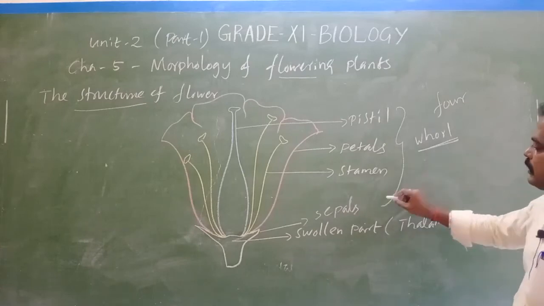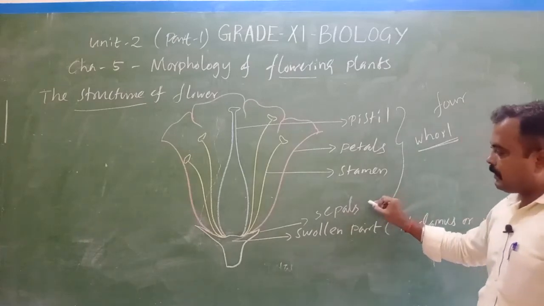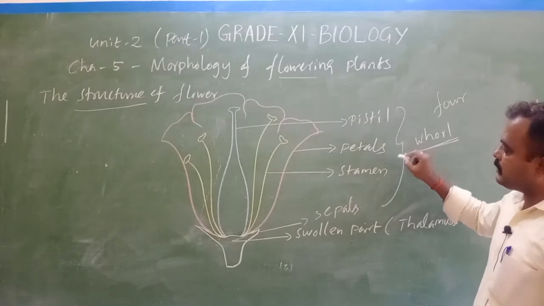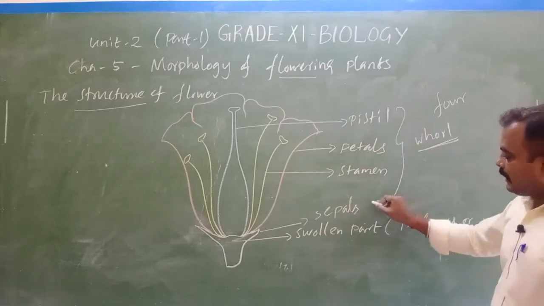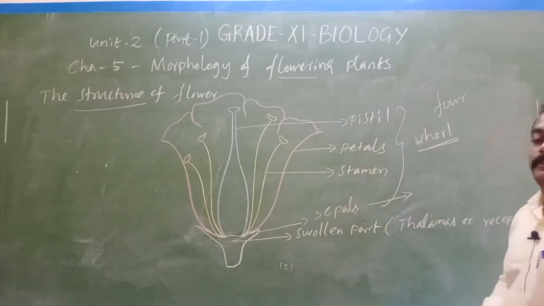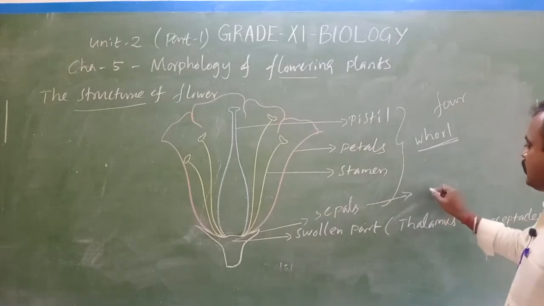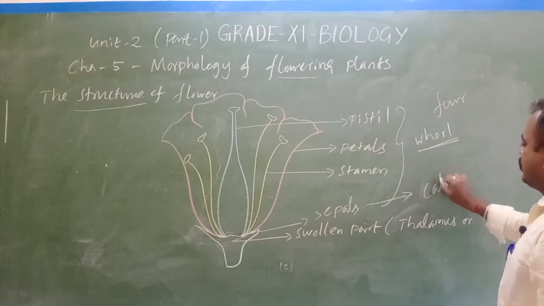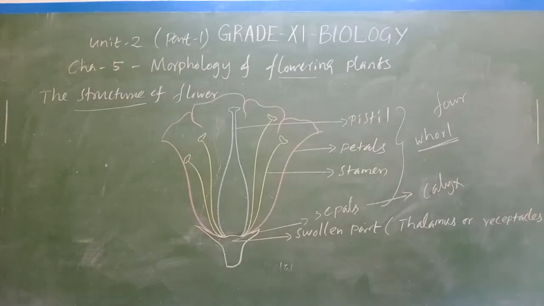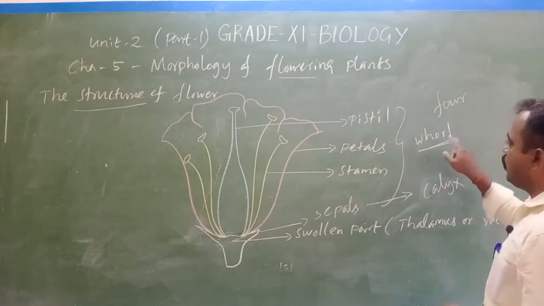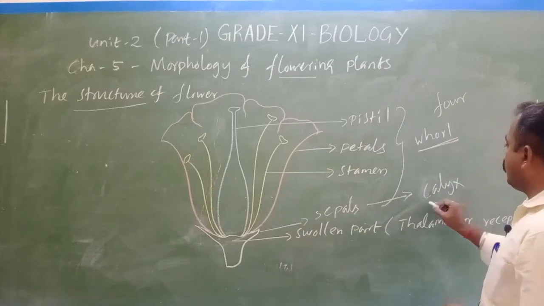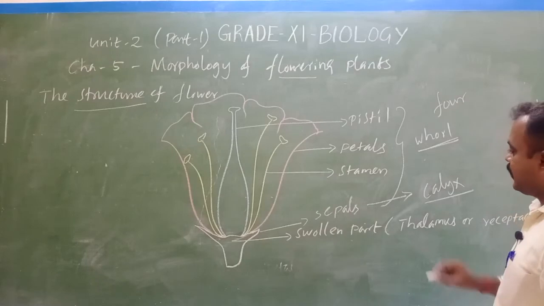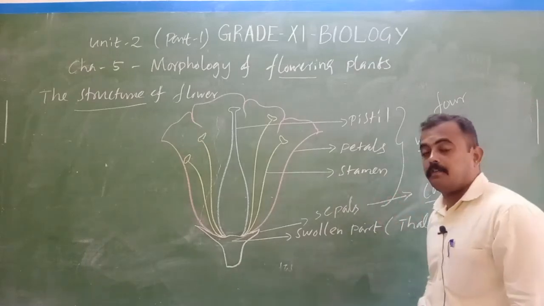One is what? Sepals, petals, then stamen, pistil. Collection of sepals is known as calyx. What? Calyx. Okay. Four holes I told. The first hole is calyx. It is what? Collection of sepals.